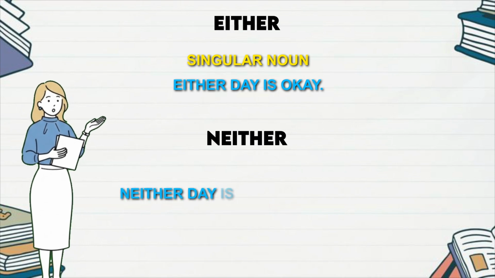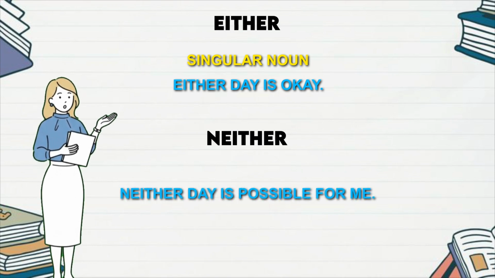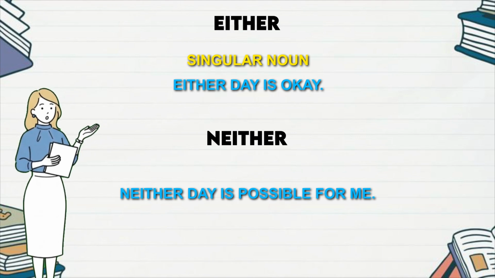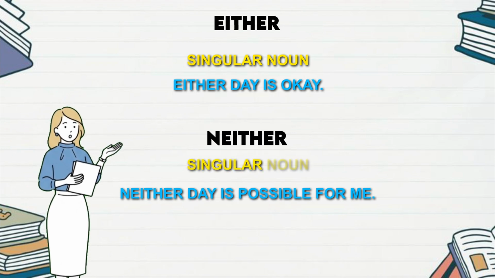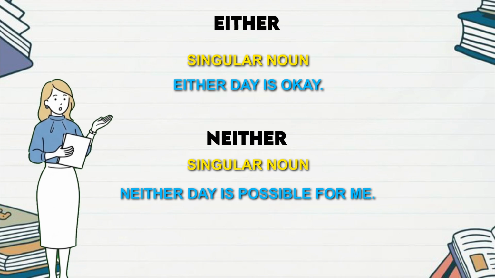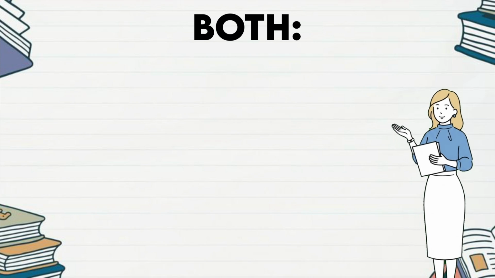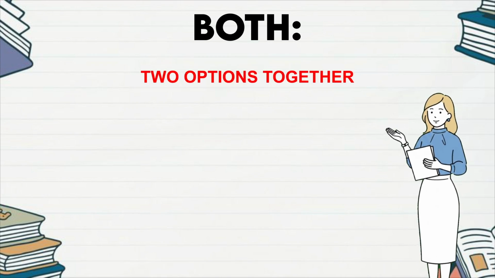Example: neither day is possible for me. This means both days were offered, but the speaker cannot choose any of them. Again, singular noun. Still with me? Great. Now let's understand both. This one is easy. Both means the two options together.